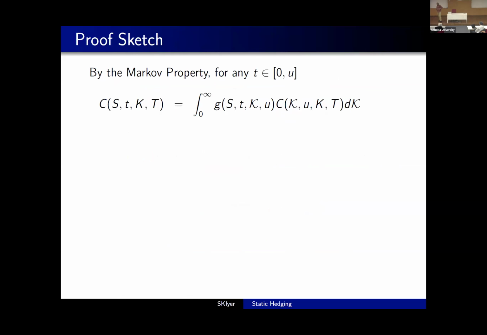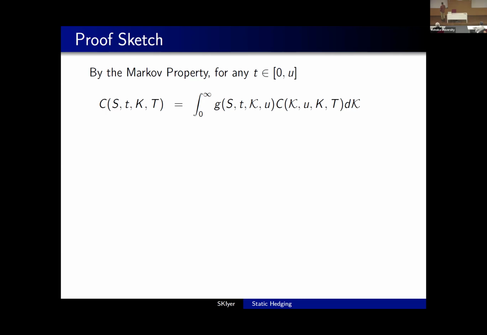So I'll give a very quick sketch of the proof. The proof is just 2 lines, and I thought maybe this may clarify things leading to what we are doing. So by the Markov property, it turns out that the price of the option at time small t is nothing but the conditional expectation of the price of the option at time u. Okay. So this is just the Markov property, and this is the transition density of the underlying.